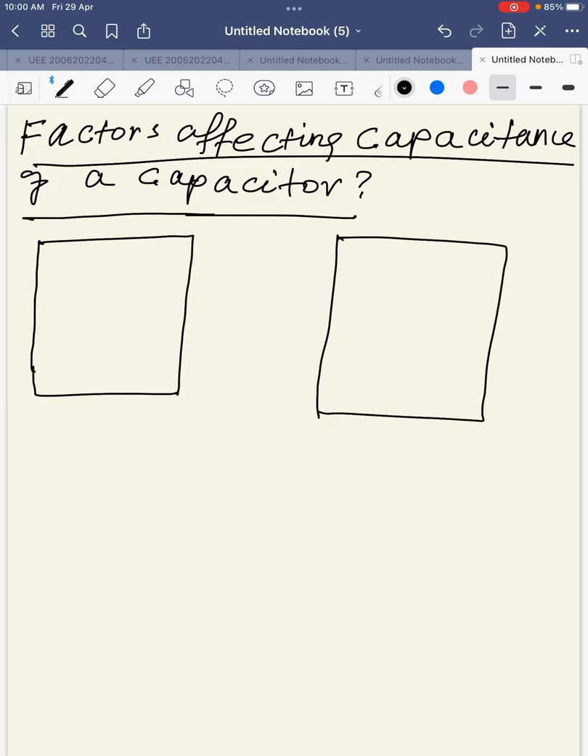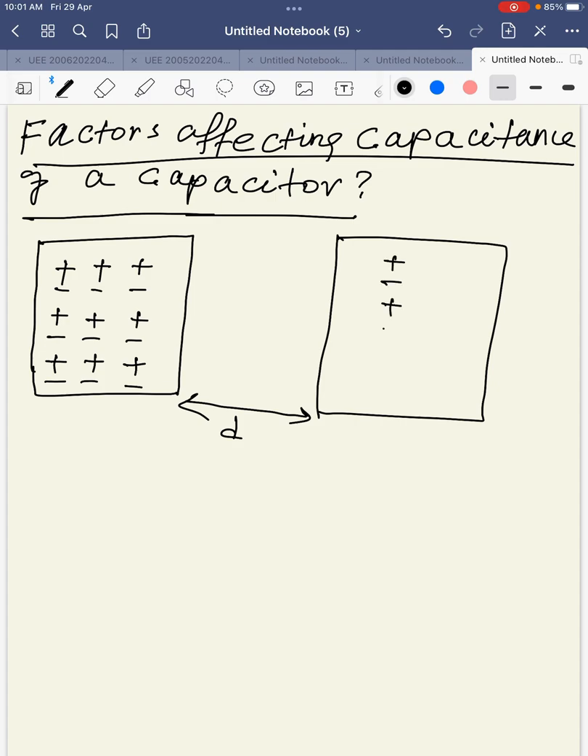These are the two parallel metal plates separated by a distance d. These metal plates are neutral before they are being connected to a battery. Neutral means the number of positive and negative charges are equal. Neutral, and this plate is also neutral. Positive, negative, positive, negative, positive, negative, positive, negative. Let's connect these two plates to a battery.